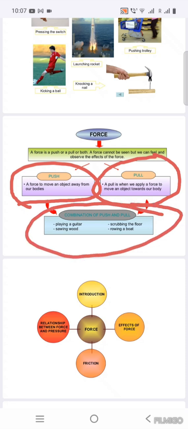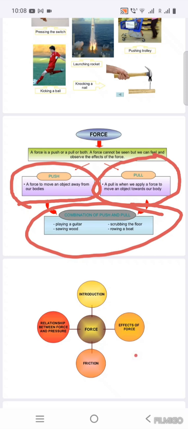Now, a combination of push and pull: here you can see playing a guitar. In that we are pulling and pushing the strings of the guitar. Also scrubbing the floor, sawing the wood, and rowing a boat. In those processes we are applying both forces simultaneously.